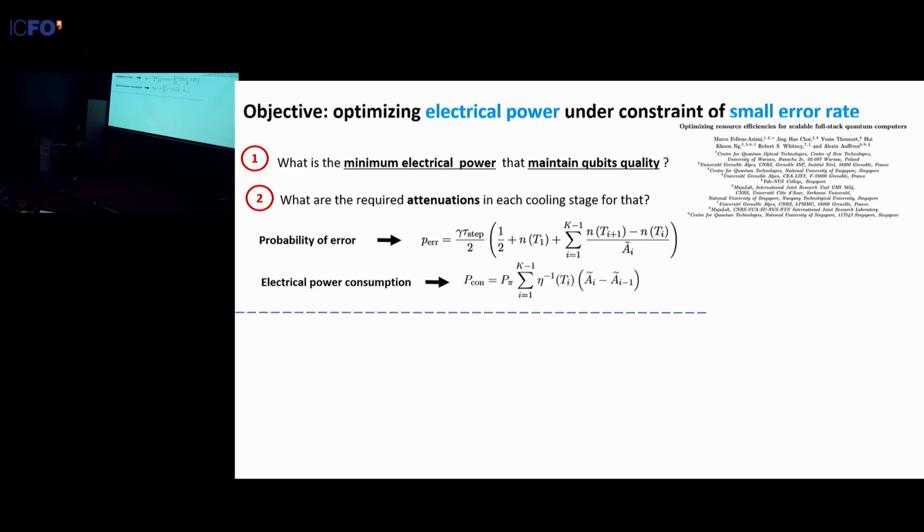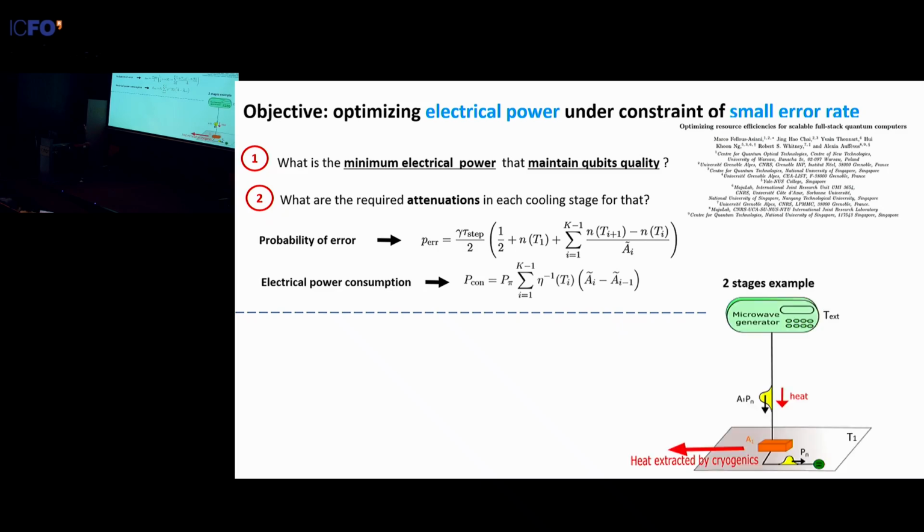So here we have the expressions for each of the error probability and the electrical power consumption for a system with k number of stages and k-1 attenuators. And both of these expressions were explained in Marco's paper that I showed there. And to briefly explain the idea behind them, I give this example of only two temperature stages.